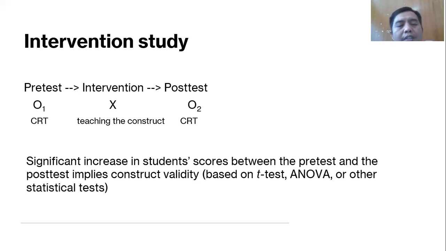But the question is how significant this improvement should be. Well, you could say that your CRTs have construct validity if your statistical calculation says that the improvement is significant. Maybe you could use a t-test, ANOVA, Mann-Whitney, or Wilcoxon, depending on the context, depending on the scores of the test.